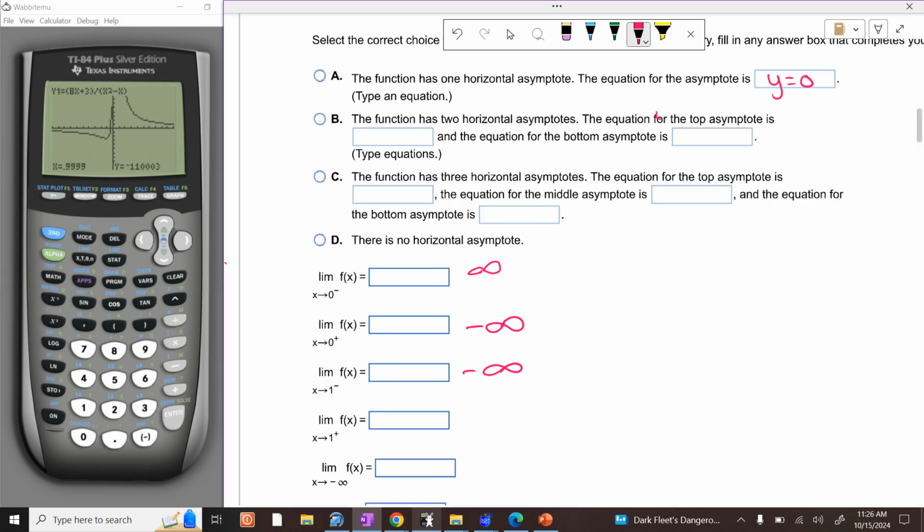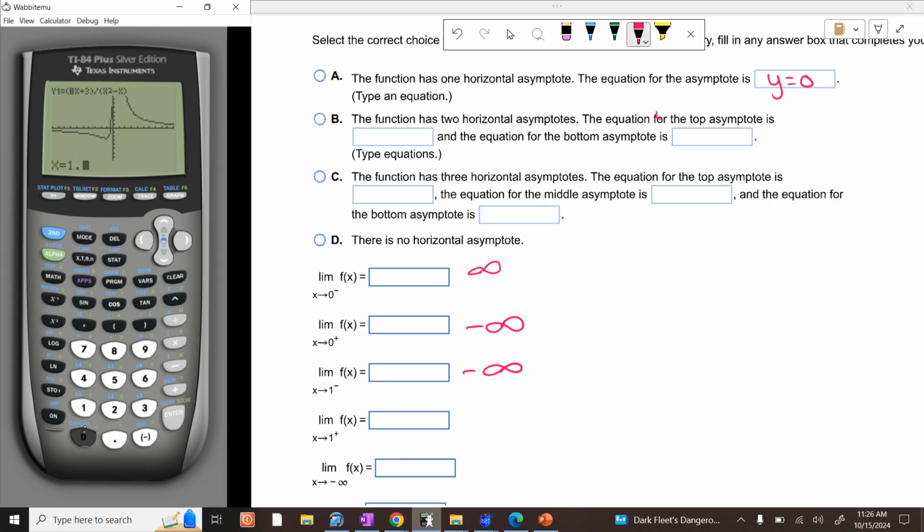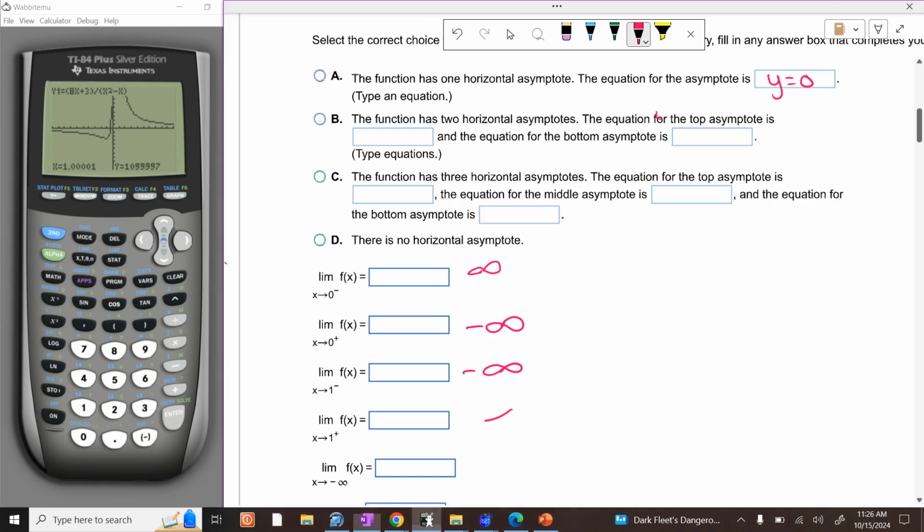As I'm going towards 1 from the right, it looks like it's going up towards positive infinity. So if I'm at 1.01, I'm at 1,097. If I go to 1.00001, even closer to 1, I'm at a way big number, so it's going towards infinity.